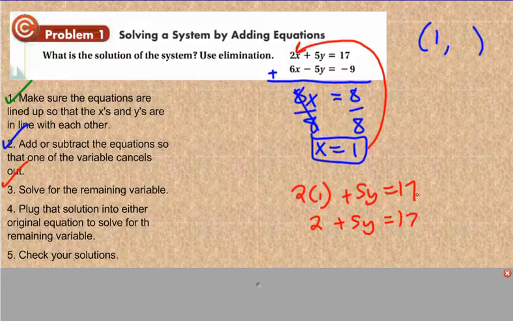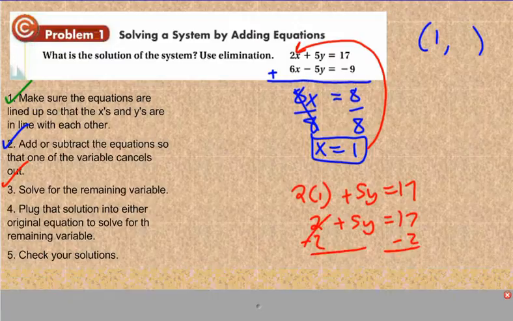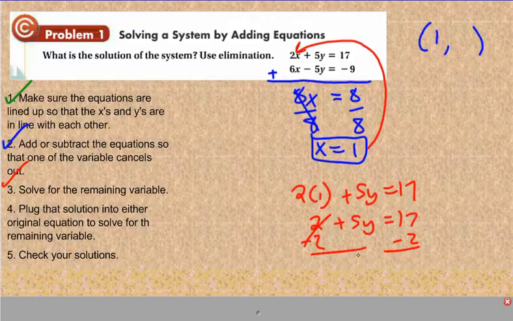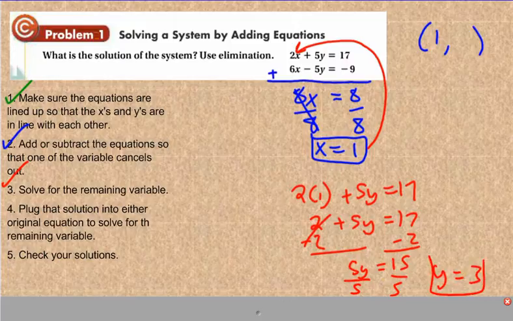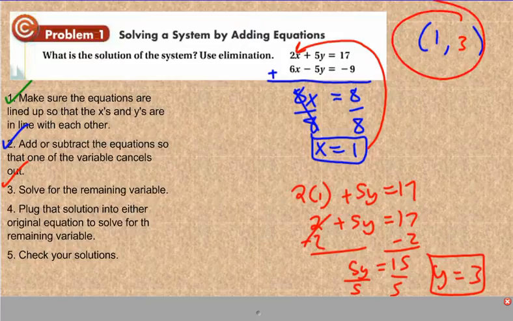And remember, the first thing you do is not divide by 5. You have to get rid of the extra number that's added there. So I'm going to subtract this positive 2, and subtract it over here. We just have 5y equal to 15. To finish it off, we divide both sides by 5, and then y is equal to 3. There's our y value. We already had our x value. And there's our solution.